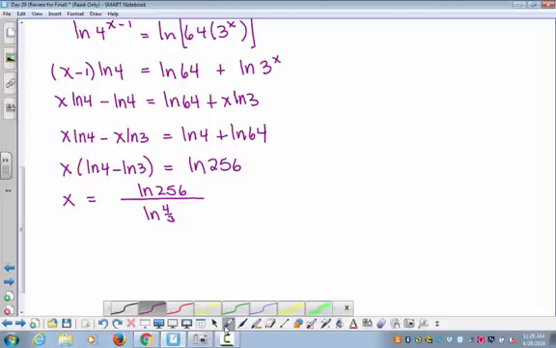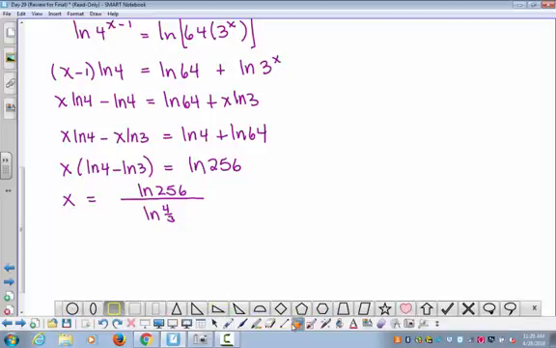And once we have a log divided by a log, you can't mush those together in any way. A log divided by a log. So that is our exact answer.